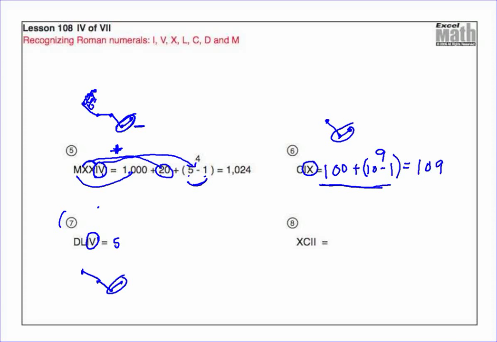I'm going to write 500 for the D. We're adding because we're going downhill. 50, still going downhill, but then we hit the 1, and that 1 and the 5 are going uphill, so that part becomes a subtraction problem. 5 minus 1. So 500 plus 50 is 550. This is equal to 4. It's obviously 554. All right, pause the video, do number 8, turn it back on when you're ready to hear the solution.